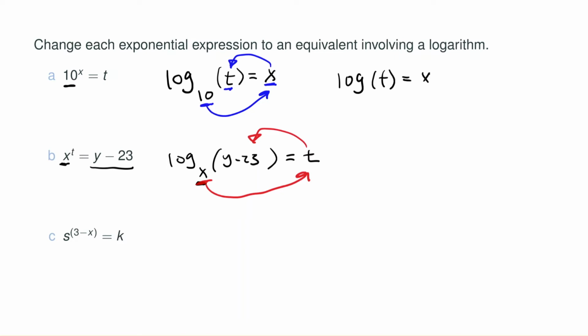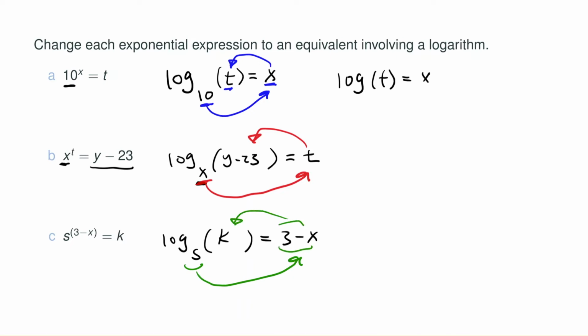Let's get to the next one. s raised to the 3 minus x power gives us k. So log base s, and the result of raising the power is k, equals the exponent itself, 3 minus x. So again, this is saying that s raised to the 3 minus x power gives me k.